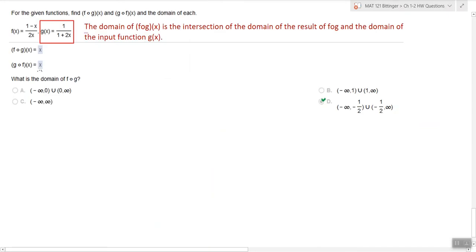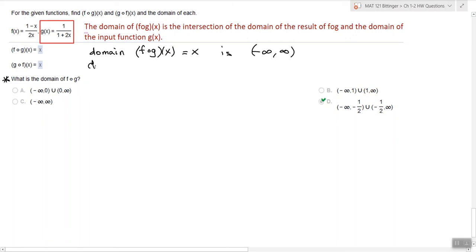Next we're asked what is the domain of f composed with g? That is the intersection of the domains of the result of the f composed with g and the domain of the input function, which in this case is g of x. So the domain of just the function x, so now we're just thinking of f composed with g as just x, is all real numbers.